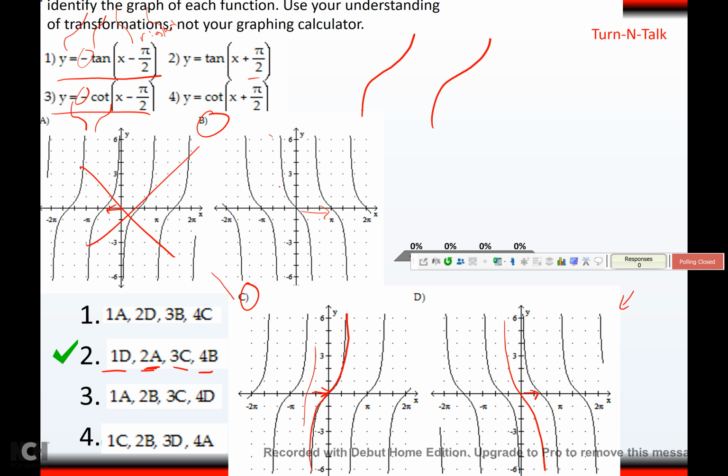But again, a cotangent goes to the left. The only two that go left are this one and this one. I already used D, so it's got to be that. Again, normally cotangent would be over here, and it shifted to the left pi over 2 units, so it's got to be D.